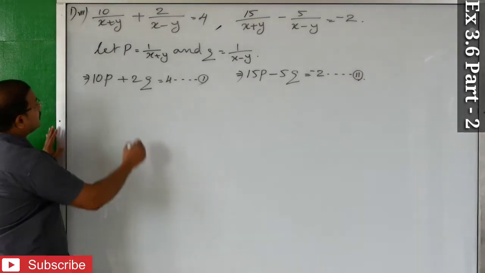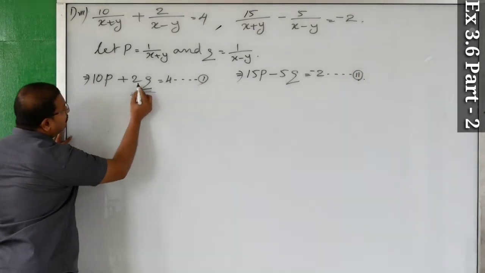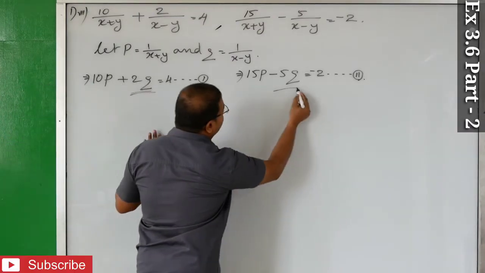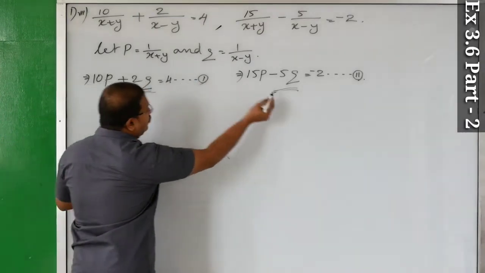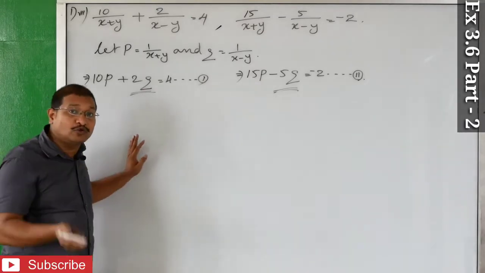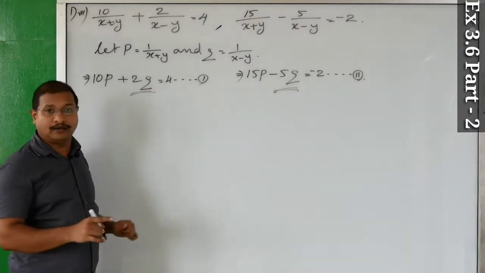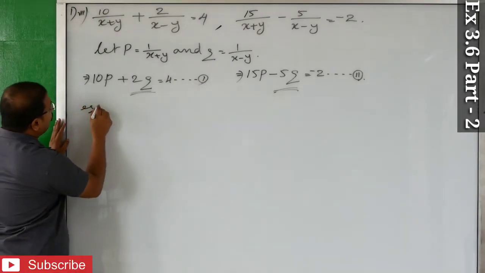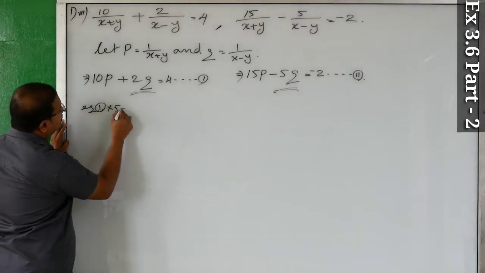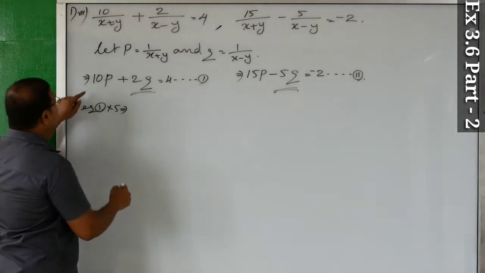Now see, the coefficients of q here are plus 2 and minus 5. So 5 and 2, we will make them equal. 5 2s are 10. That means we are going to make the coefficients of q equal. That means equation 1 into 5 implies: the first equation we will multiply with 5.